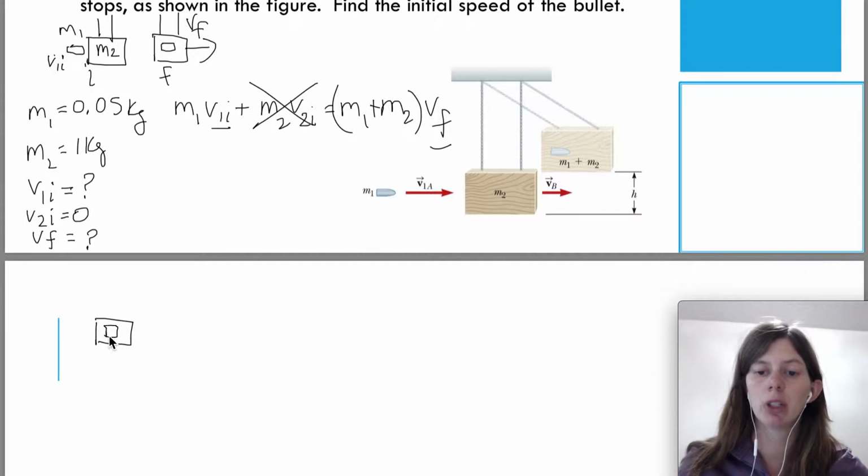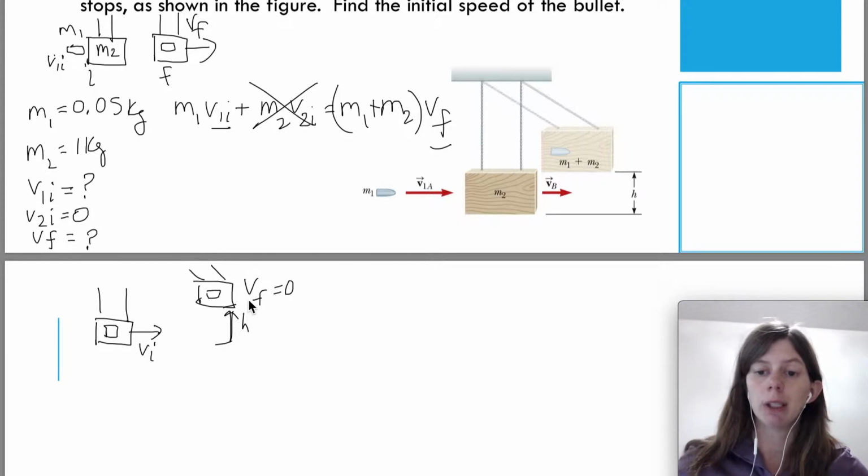The bullet has just been embedded into the block, and then the bullet and block together rise to a certain height. So this is conservation of energy. So they have some initial speed here, and then when they get to the maximum height, do you know what the final speed is? It's going to be 0 because they're not going any higher. They stop right there. And we have the height that it gets to.